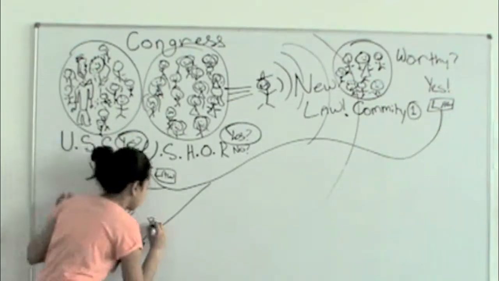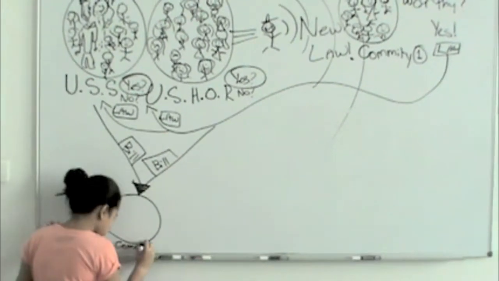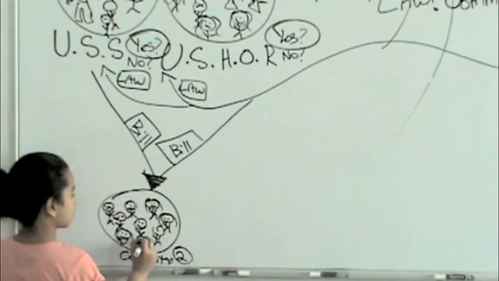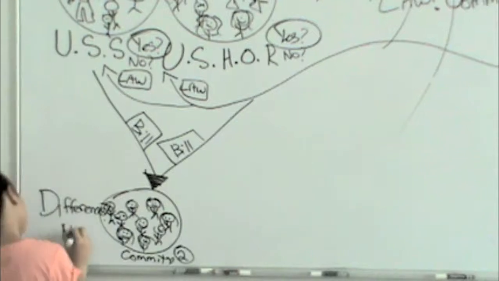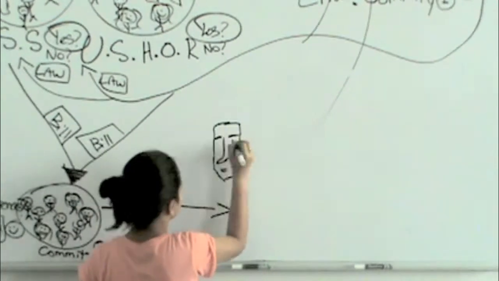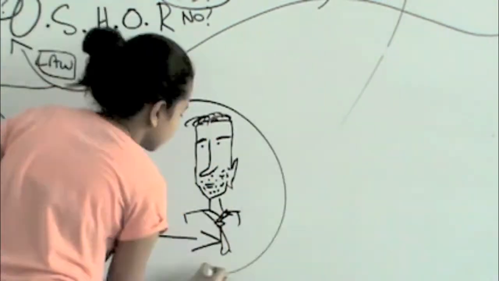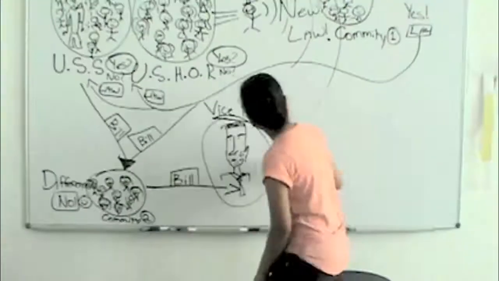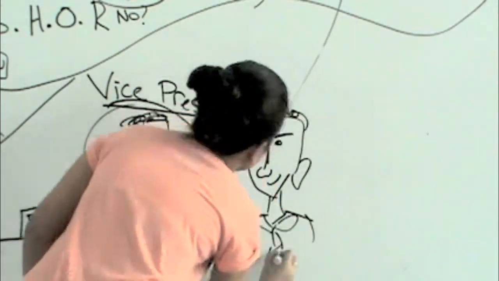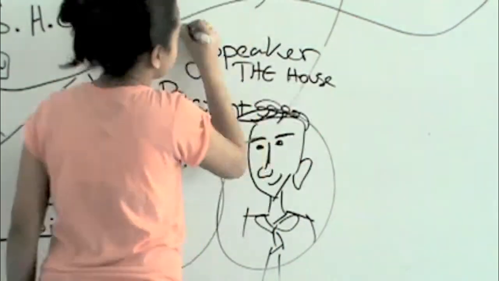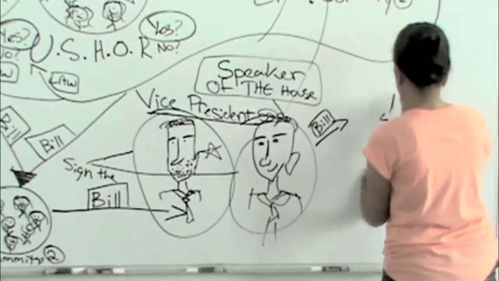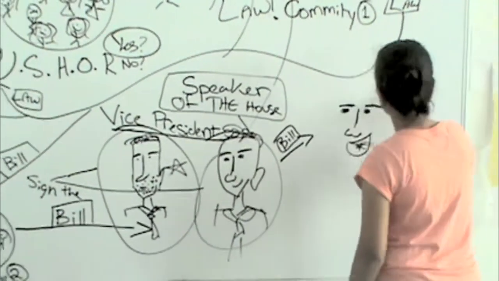But supposedly they both say yes, then they will each send a bill to Committee Number 2, and Committee Number 2 will see if there are any differences between the bills. Again, supposedly they say that there are no differences between the bills. Then they will send a final bill to the Vice President of America and the Speaker of the House, who is second in line from the Vice President. They will sign the bill and then send that bill to the President.